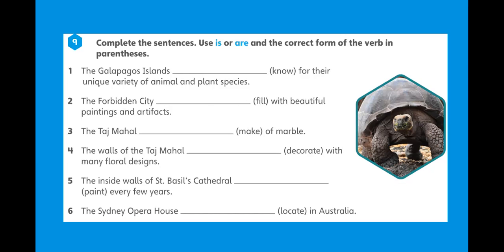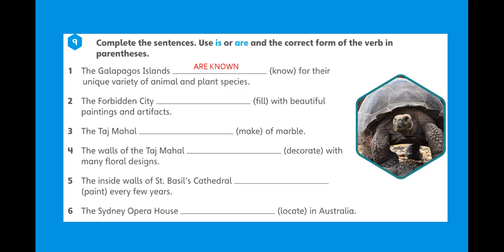The Galapagos Islands, blank, for their unique variety of animal and plant species. In the blank, we have to use is or are. The Galapagos Islands. Islands is the principal word. It's actually the true subject of our sentence. So we say islands. That's plural, so we have to use are. And then past participle, we have known, are known. That is the past participle form of know. It is irregular.